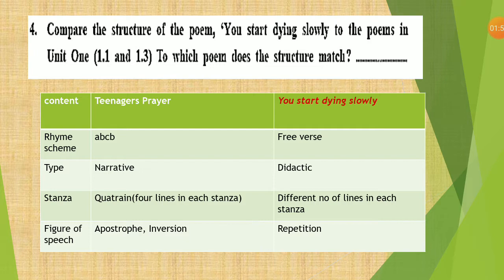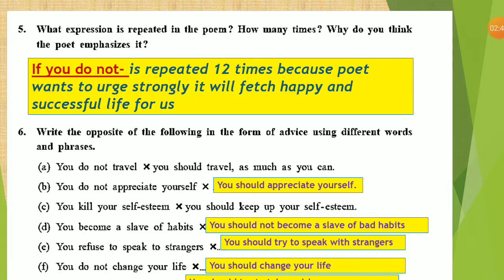About the rhyme scheme, the rhyme scheme of Teenager's Prayer is ABCB, but You Start Dying Slowly is free verse. And the type of poem, Teenager's Prayer is a narrative poem and You Start Dying Slowly is a didactic poem. About stanzas, explanation is given here. And about figure of speech, in Teenager's Prayer we had seen that this prayer is presented for God. The speaker is speaking to God, that's why apostrophe is there. And some sentence construction is different from grammatical rules, that's why inversion is there. And in our You Start Dying Slowly, repetition is a figure of speech.